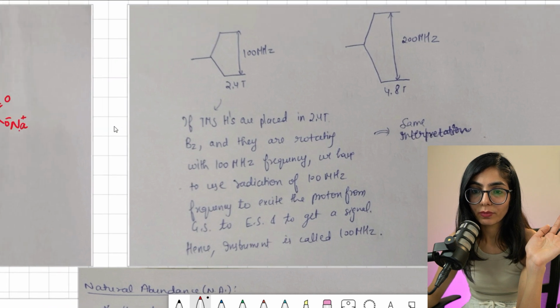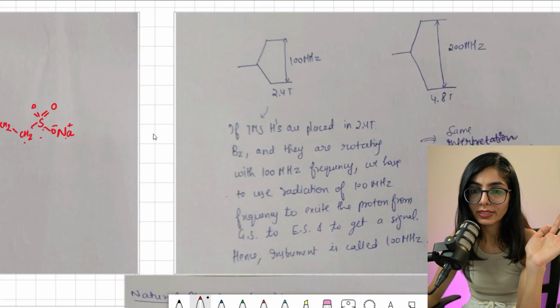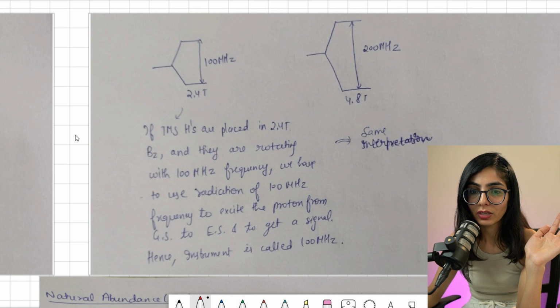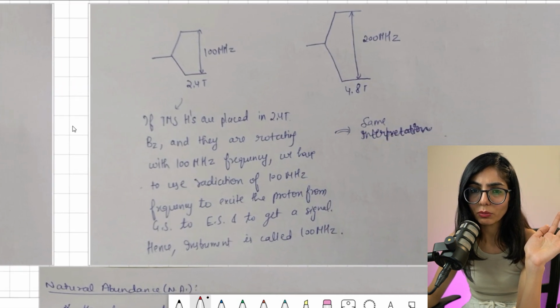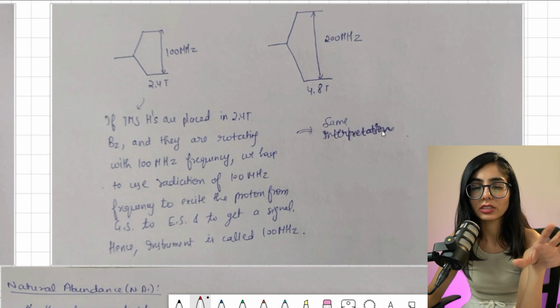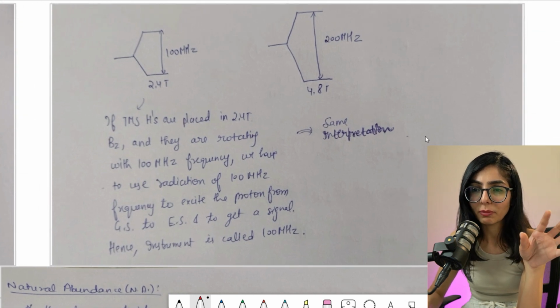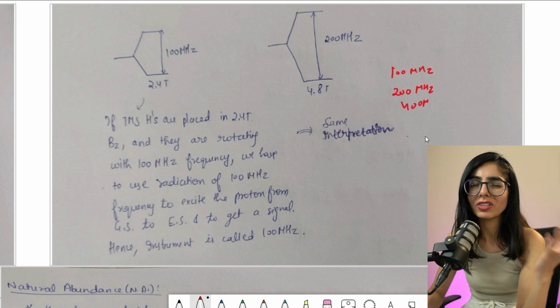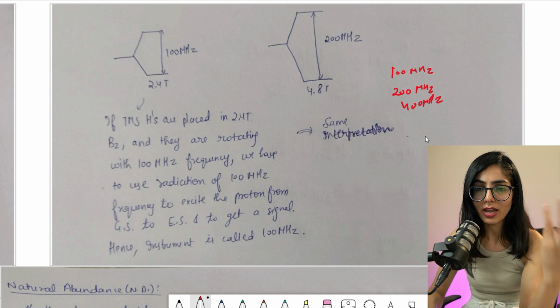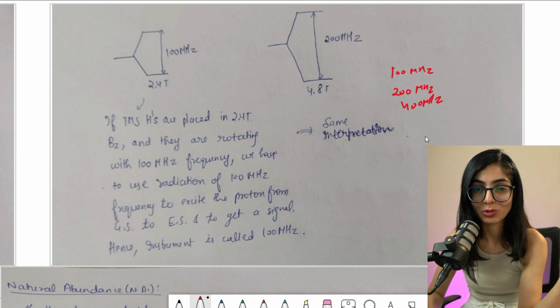Okay, so now going to the next. Guys, there is one more thing: whenever we talk about an instrument being 100 megahertz, you must have heard that this NMR instrument is 100 megahertz, this is 200 megahertz, this is 400 megahertz. So what does that mean? We don't know exactly what that means, Komal. Can you please explain it? Yeah, I'll do that happily. That's what I'm doing over here.